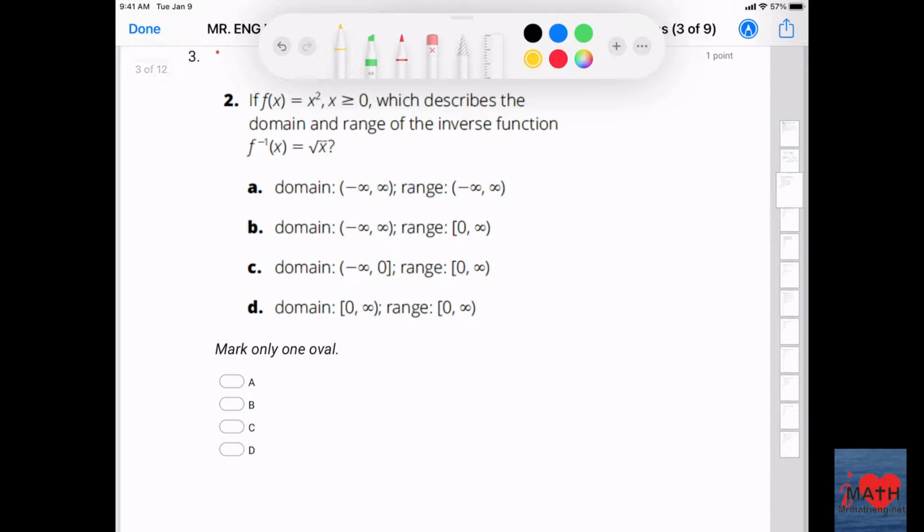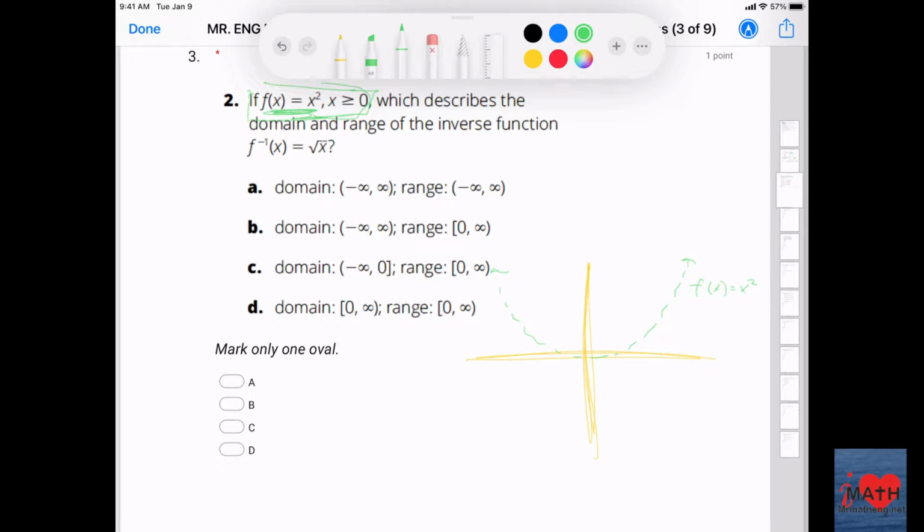Question number 2 says, if f of x equals x squared, x is greater than 0, which describes the domain of the inverse of f of x, which is the square root of x. Okay, let's just do a quick graph. And here in green is the f of x function. I'm first going to just do x squared, so I'm going to do it in a dotted line here. This is f of x equals x squared.